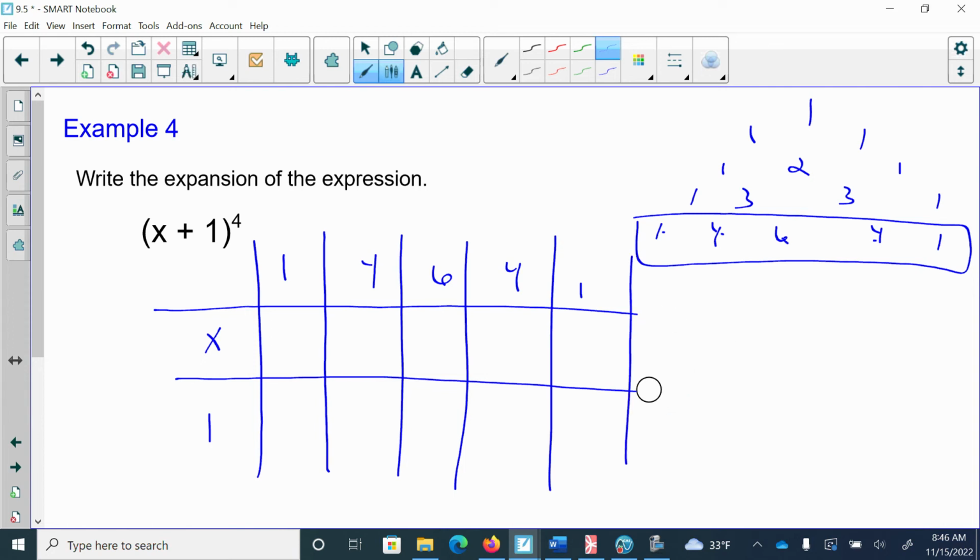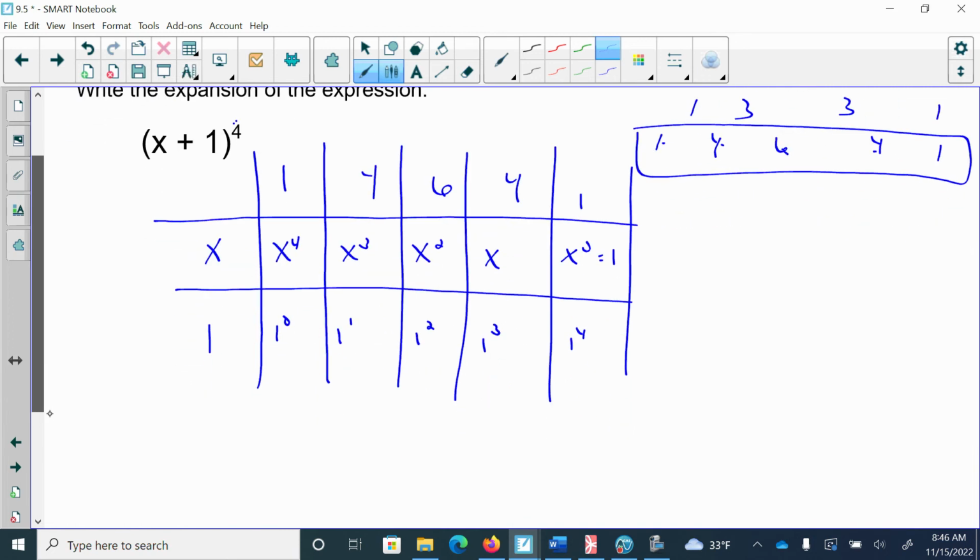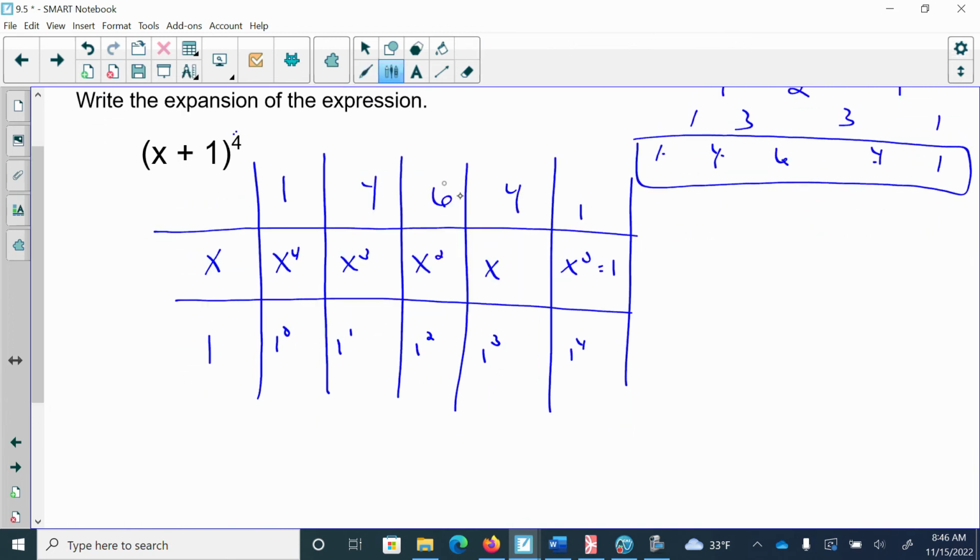Then remember when we were talking about this before, this x starts being raised to the 4th power, then the 3rd power, 2nd power, 1st power, and then the 0 power, which would just be 1. What happens with the 1 is the 1 starts being raised to the 0 power, then the 1st power, then the 2nd power, then the 3rd power, and then finally the last one, that 4th power, should match that exponent. When I go to write my expansion, I am going to multiply down.